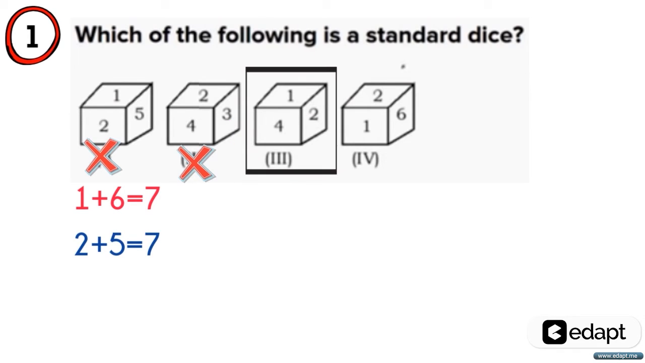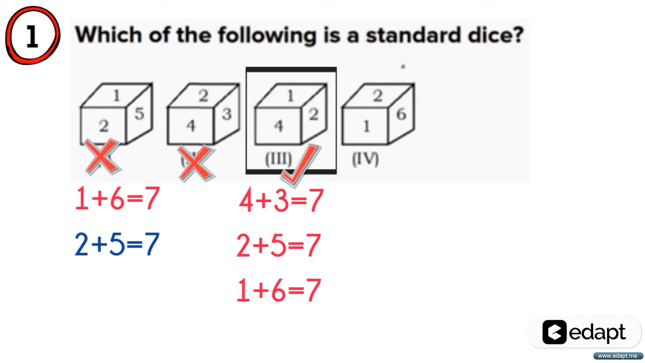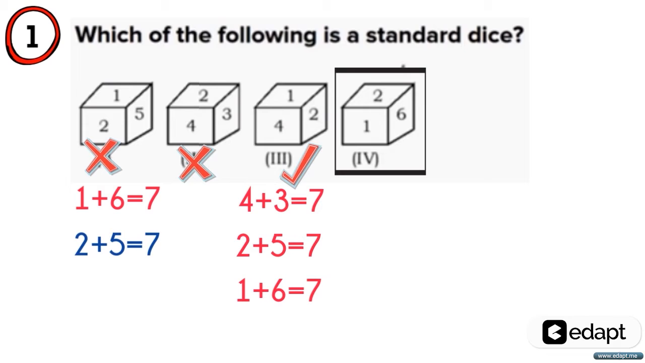And in figure 3, it is possible to make the opposite surfaces sum to 7, as 4 plus 3 is equal to 7, 2 plus 5 is equal to 7 and 1 plus 6 is equal to 7. Hence, option 3 is correct because we can make this dice a standard dice. And option 4 is not possible because both 1 and 6 are adjacent surfaces. Hence, the sum of opposite surfaces cannot make 7. Hence, the answer is option 3.